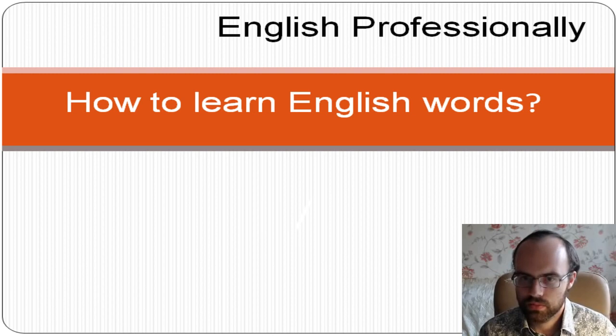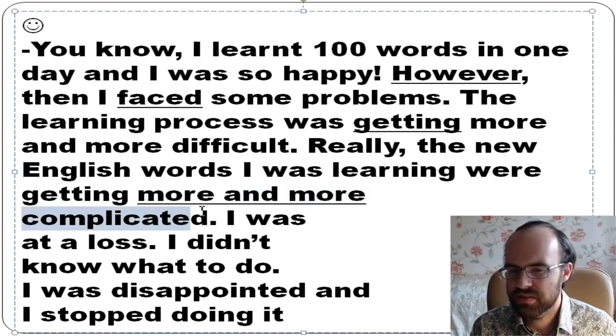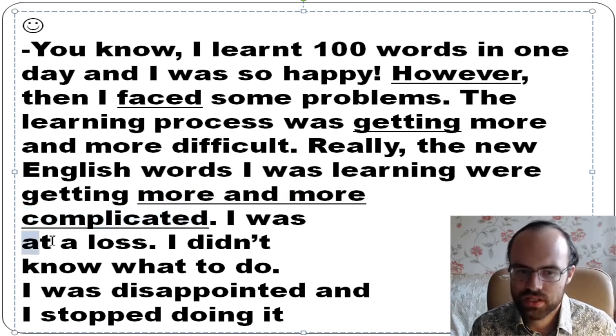We're becoming more and more complicated. So you know that we use continuous with this structure more and more, and complicated means really very, very difficult. I was at a loss. I was at a loss means I didn't know what to do.